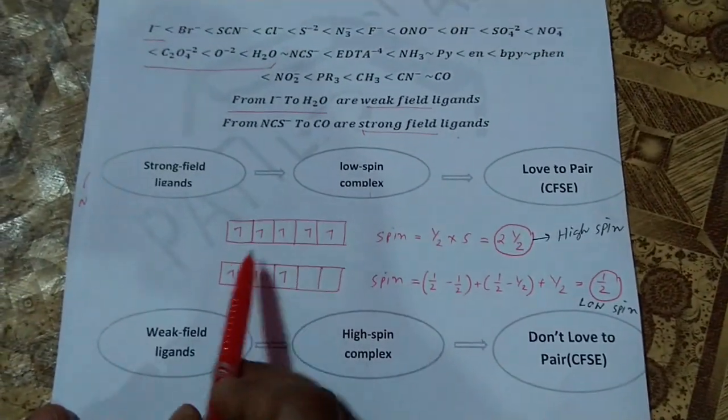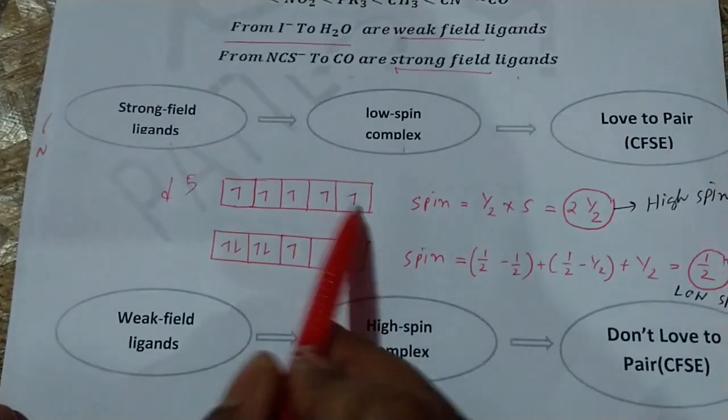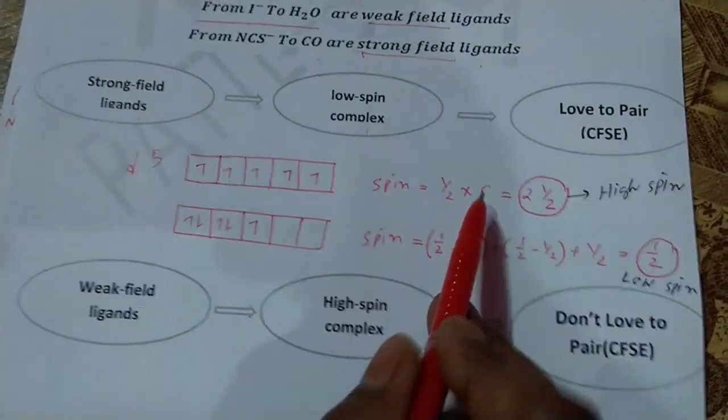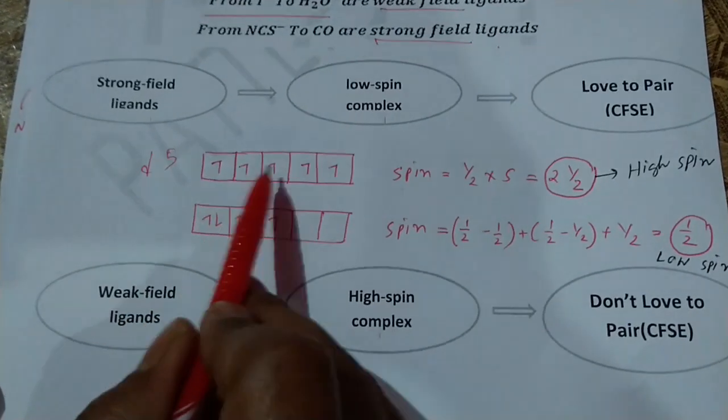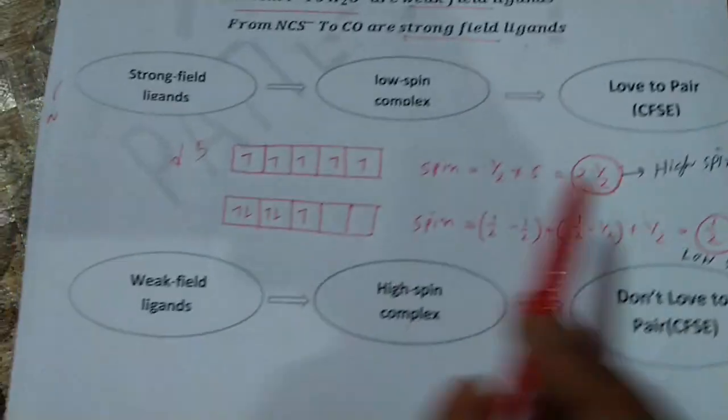Let me take an example. Suppose this is d5: 1, 2, 3, 4, 5. There are 5 electrons in the d orbitals. So the spin value is half into 5, because each electron is unpaired. Half into 5 is 5 by 2, or two and a half. So the value is 5/2.